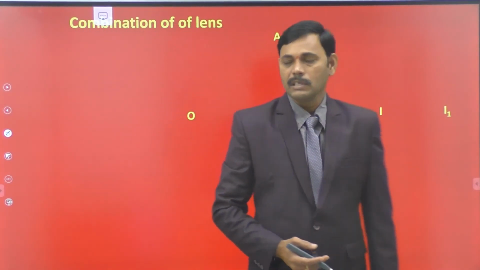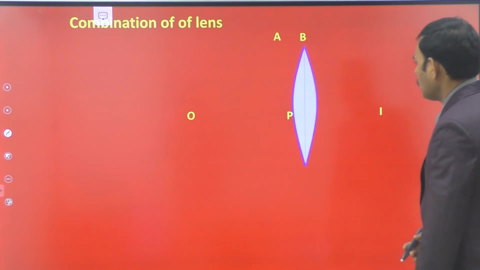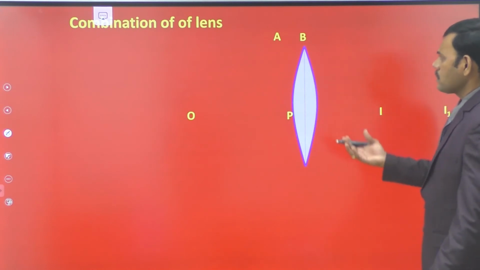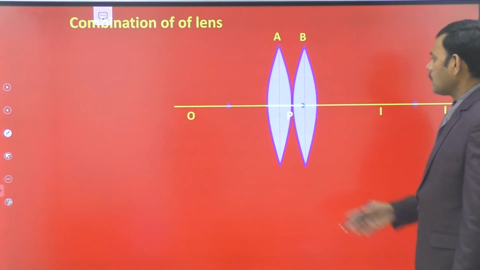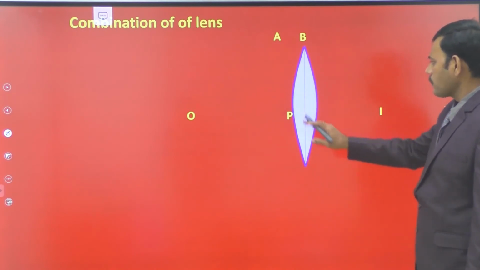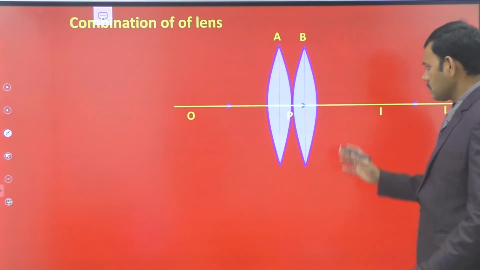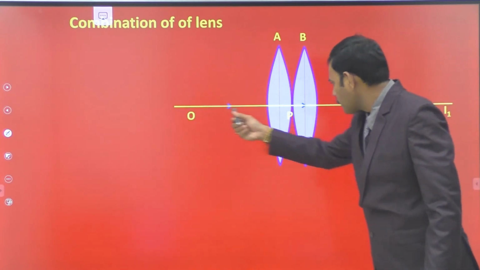Let us continue with the combination of lenses. We have one more derivation here. Let this be the first lens. For a combination of lenses, we need at least two lenses. Let this be the first lens and the second one. This is the first lens, and beside it we kept the second lens by attaching them as shown in the diagram. Let this be the common principal axis.